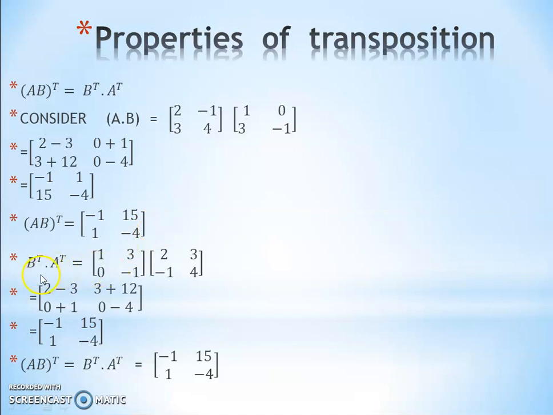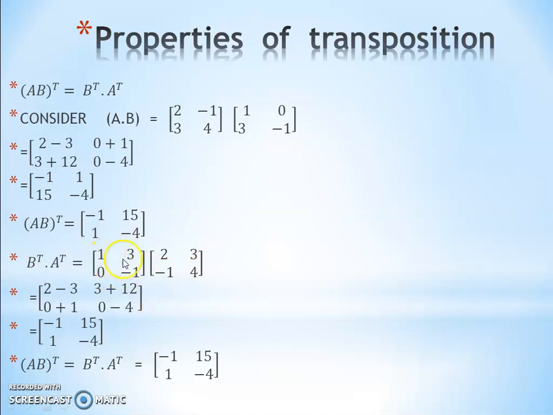Now we have to take B transpose into A transpose. Here be careful: B transpose is first and then we have to take A transpose. B transpose is derived by 1 0, which we write in a column, and 3 minus 1, which we write as 3 minus 1. Next is A transpose. It is the A matrix: 2 minus 1 is the first row, converted into first column 2 minus 1. 3 4 is the second row, converted into column number 2, 3 4.